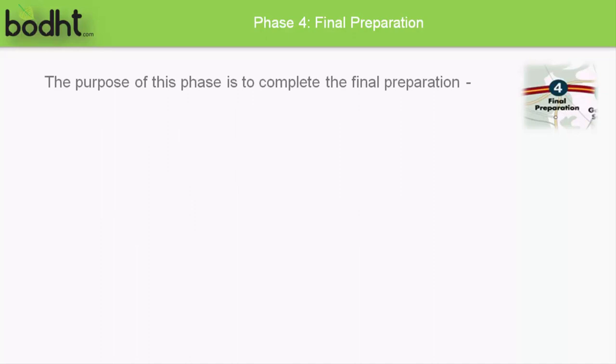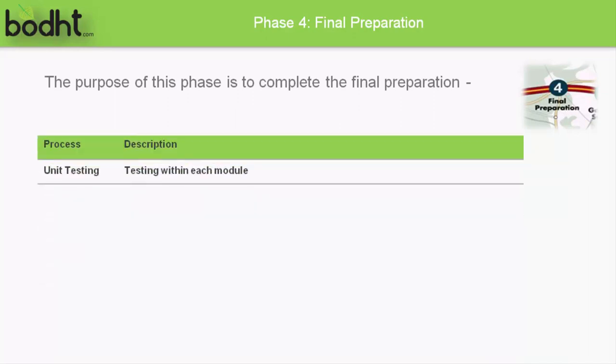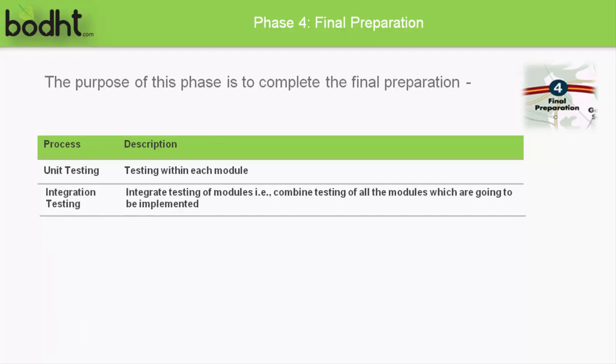And then comes phase 4, final preparation. The very basic purpose of this phase is to complete the final preparation, including the unit testing. Unit testing in the sense we are going to test the module or the business side which we have implemented within that particular section or module. And then comes the integration test where we integrate different modules. Let's say I do something in the PLM section, it has to trigger something else in some other module. So this integration test will be done in this particular phase.